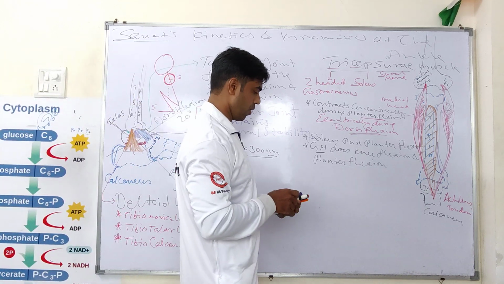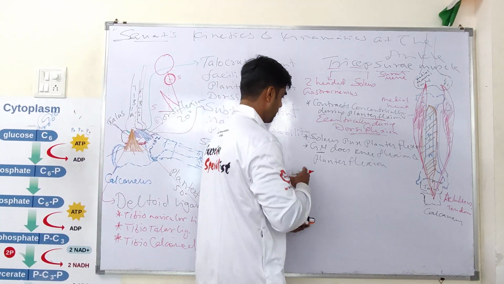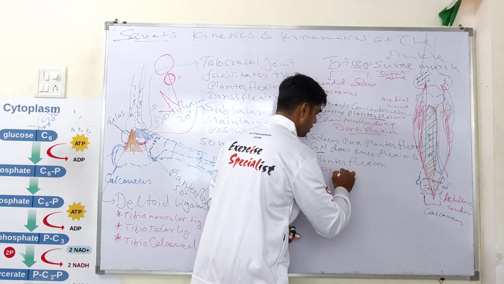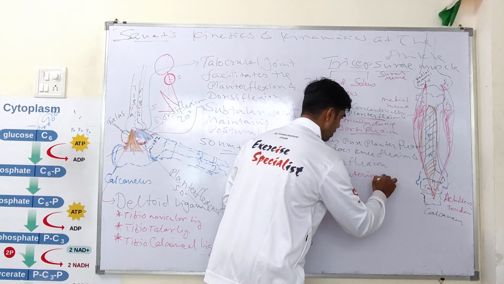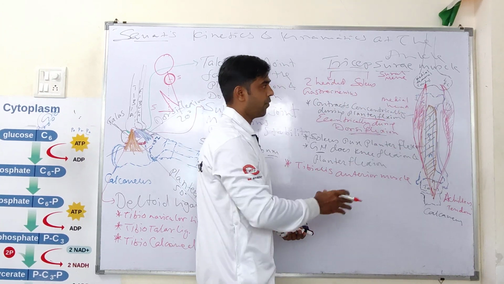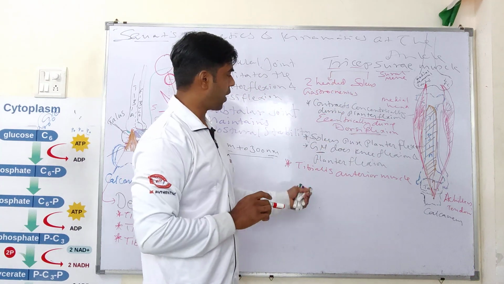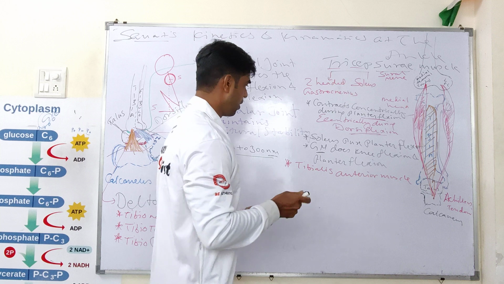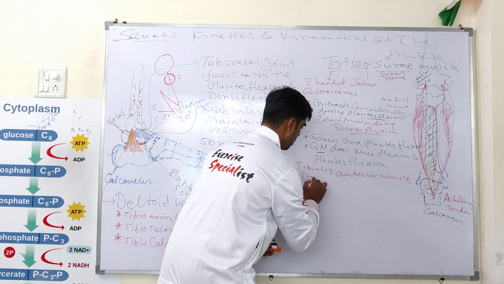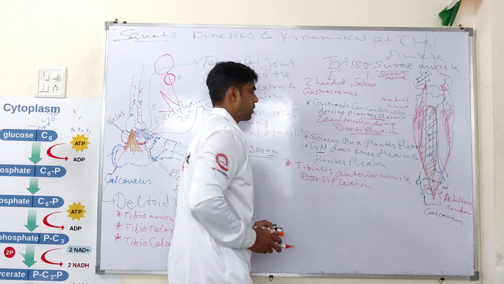Now, who does then the dorsiflexion? Tibialis anterior muscle, which is on the anterior side. We are seeing the posterior aspect. On the anterior aspect, we do have tibialis anterior muscle responsible for dorsiflexion. Right?